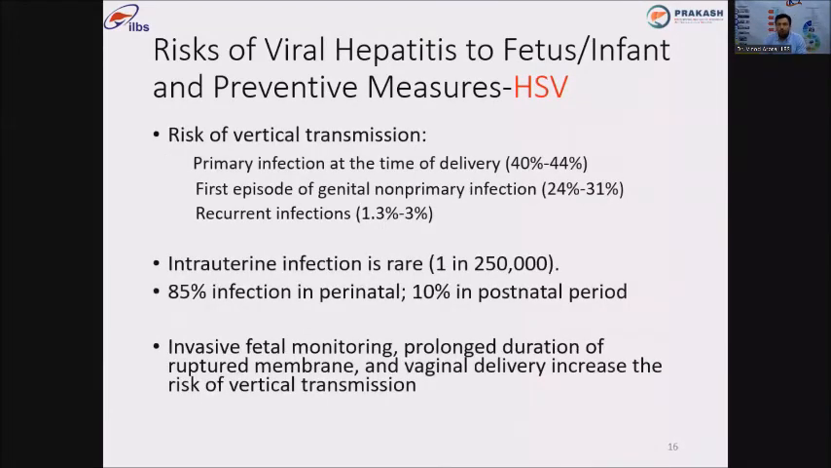For HSV, the risk of vertical transmission with primary infection at the time of delivery is seen in 40 to 44%. First-time episode of genital non-primary infection, 24 to 31%. Recurrent infection can be seen in 1.3 to 3%. Intrauterine infection is rare, and 85% of the infections are usually in the perinatal period and 10% in the postnatal period. Invasive fetal monitoring, prolonged rupture of membranes, and vaginal delivery increase the risk of vertical transmission.